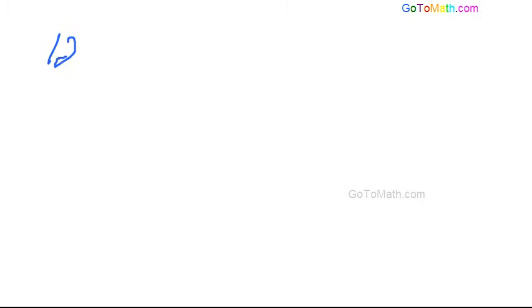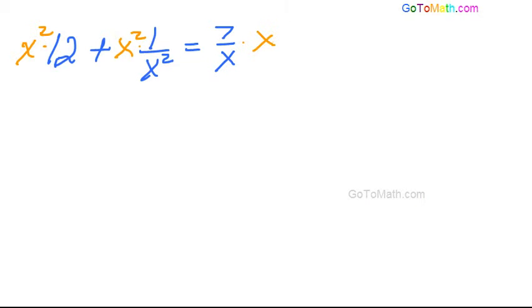So we have 12 plus 1 over x squared is equal to 7 over x. Okay, so let's get rid of this x squared down here. And we're going to do that by multiplying all the way across. I'm going to use a different color here so you can see what's going on. So we're going to multiply x squared. And the reason we're multiplying x squared all the way across is to get rid of this x down here, and it'll get rid of this one here also.